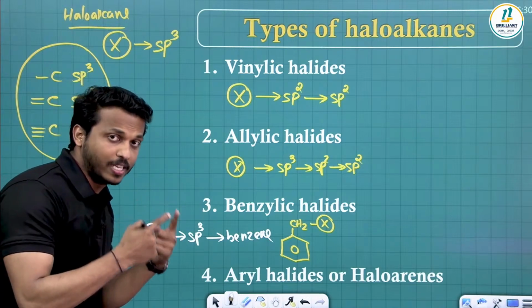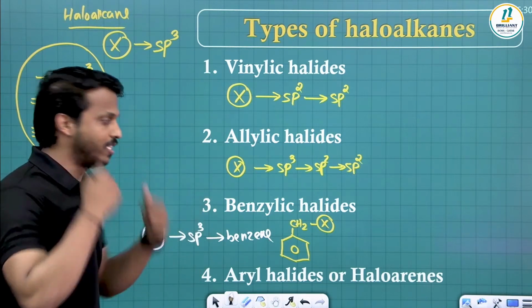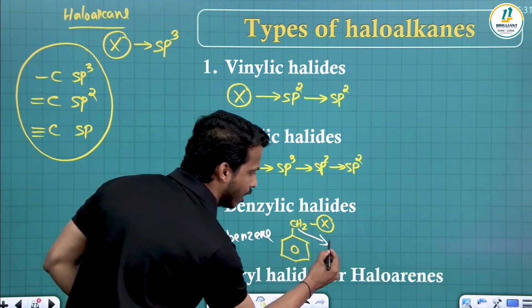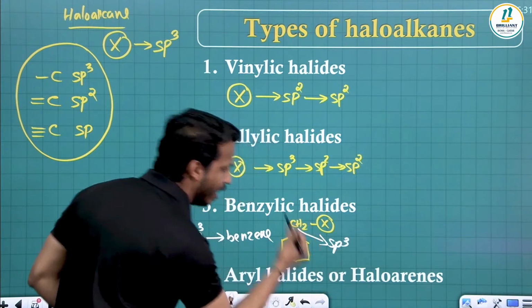Halogen connected to carbon sp3, then it's connected to benzene. See, all of you, halogen connected. What is this carbon's hybridization? Full single bond, sp3, and then a benzene ring.